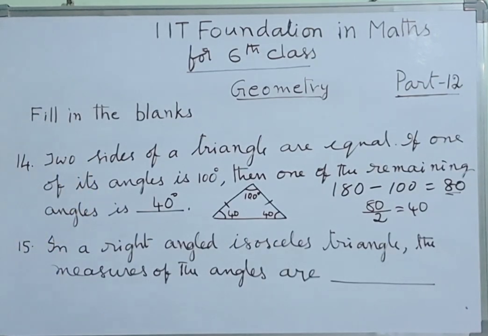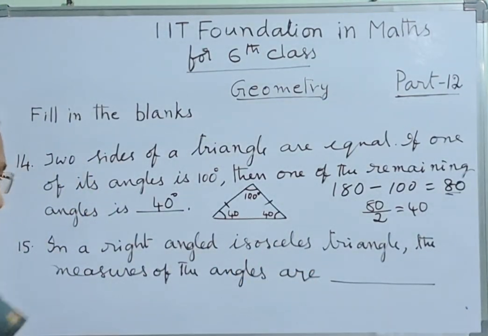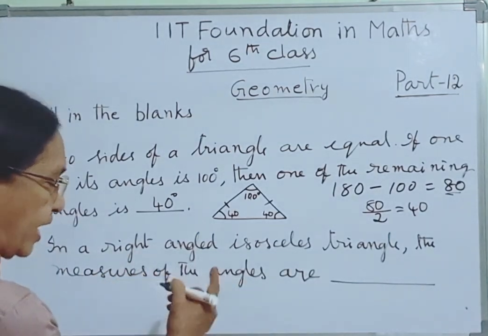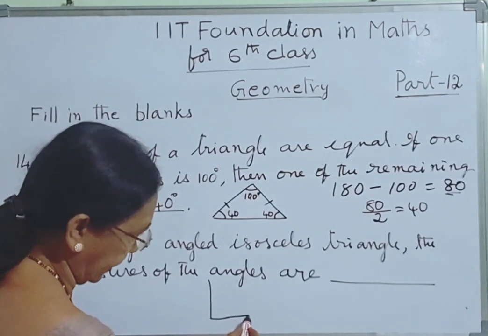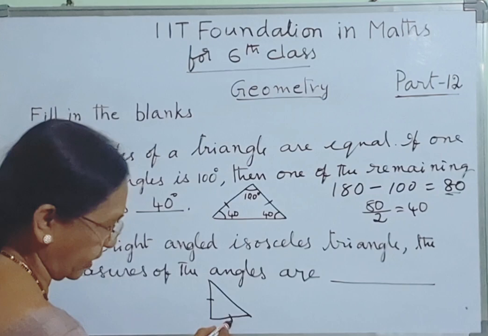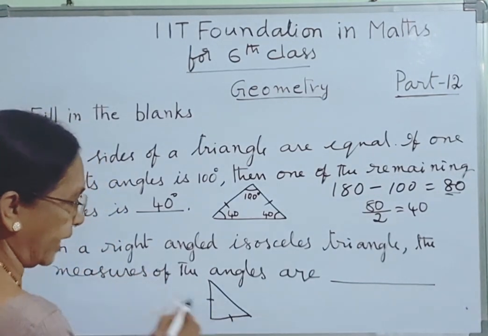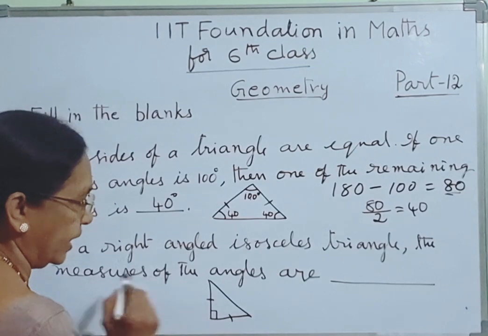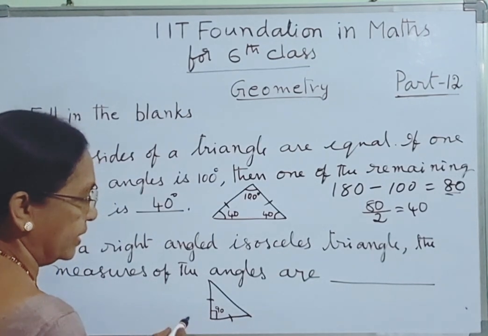Like this. Next one. In a right-angled isosceles triangle, the measures of the angles are dash. Right-angled isosceles triangle. So, the triangle is like this. Right-angled isosceles means two sides are equal. Isosceles triangle means two sides are equal. And it is right-angled. So, this angle is a right angle, so this angle is 90 degrees.